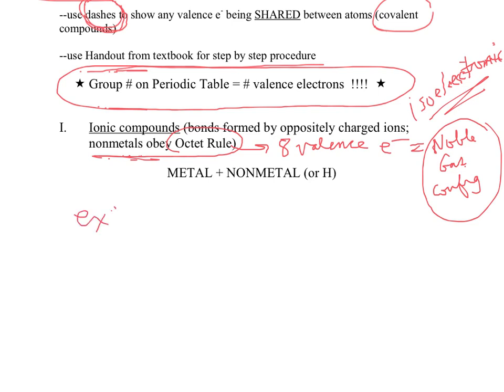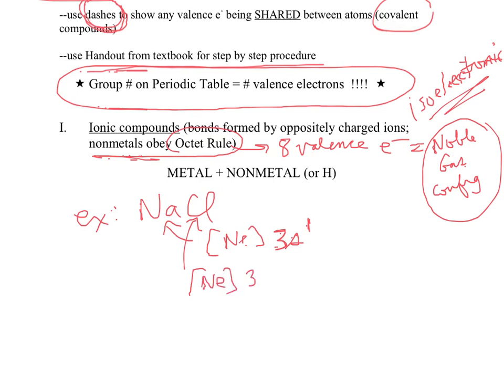So let's take a simple example like NaCl. If you look at Na's configuration, have your periodic table, he's going to be neon 3s1. And then if you look at chlorine, he's going to be neon 3s2, 3p5. So now here's the beauty: that electron from the sodium is going to be transferred to the chlorine. That's going to then make the chlorine 3p6.